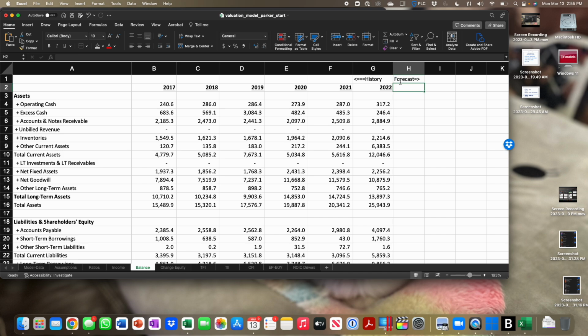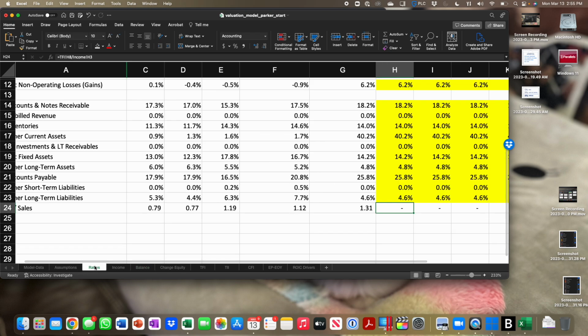H2, previous year plus 1. Now I forecast these 11 ratios, starting with accounts and notes receivable as a percentage of sales. Okay? So this process that we're about to do, we're going to repeat essentially 11 times.